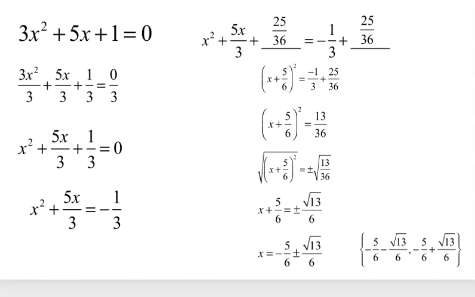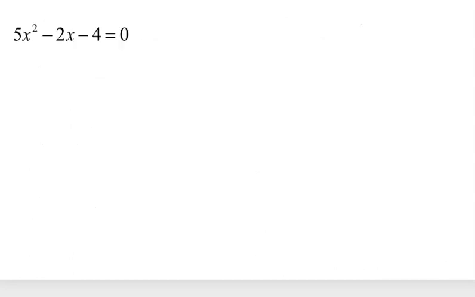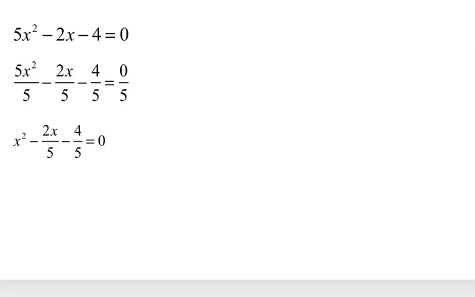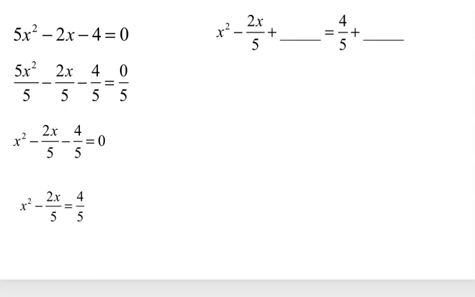Let's finish up with one last problem. 5x squared minus 2x minus 4 is 0. Divide by the leading term, divide by 5. So we get x squared minus 2x over 5 minus 4/5 is 0. Move the 4/5 to the right side. X squared minus 2x over 5 equals 4/5. Add something to both sides to complete the square.